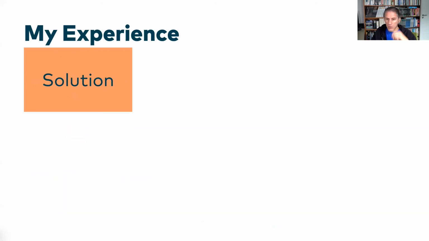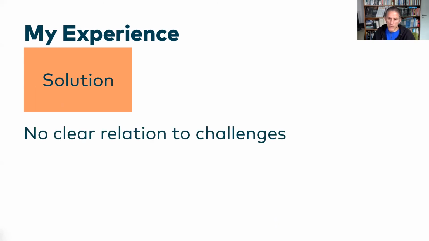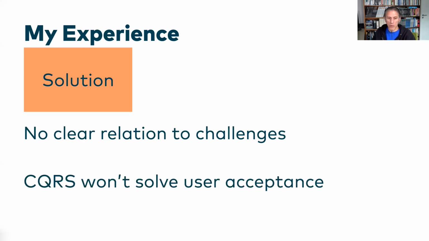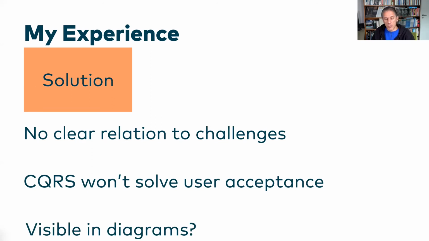And then the solution, the example that I gave is a typical example, and that's actually quite sad because the solution that was chosen, CQS, doesn't have any clear relation to the challenge. And obviously, all of that is not visible in some architecture diagrams. So it is something that the typical architecture documentation doesn't even talk about.